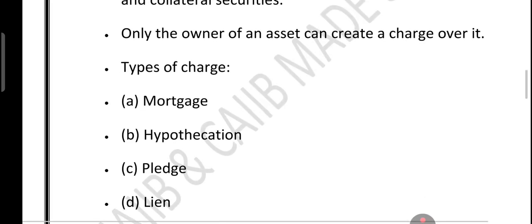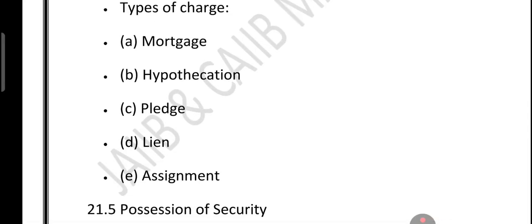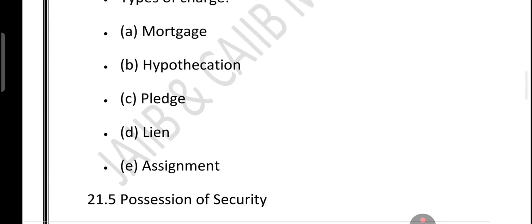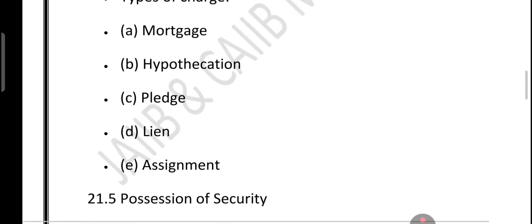There are five main types of charge a bank can create. Mortgage is used for immovable property like land and building. Hypothecation is used for movable goods like stock in trade, where the borrower keeps possession. Pledge is where the bank takes possession of movable goods like gold or shares. Lien: the bank keeps custody of an asset till dues are paid, like a fixed deposit. Then assignment means the right to receive money is transferred to the bank, like a life insurance policy or receivables. So these are different kinds of charge.